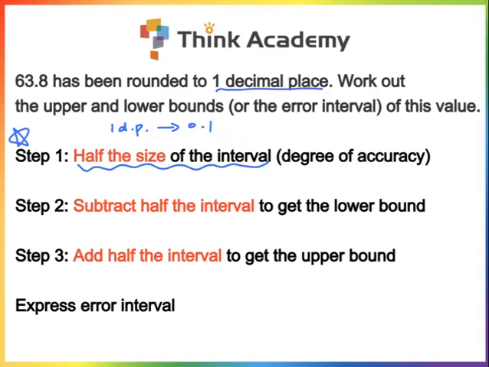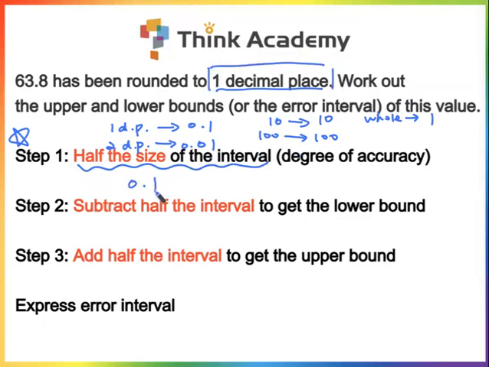That's the interval. If it's 2 decimal places, then it's 0.01. If, for example, it's to the nearest 10, then the interval is just 10. If it's to the nearest 100, it's just 100. If it's to the nearest whole, that would just be 1. Anyway, over here, the interval or the degree of accuracy is 1 decimal place.